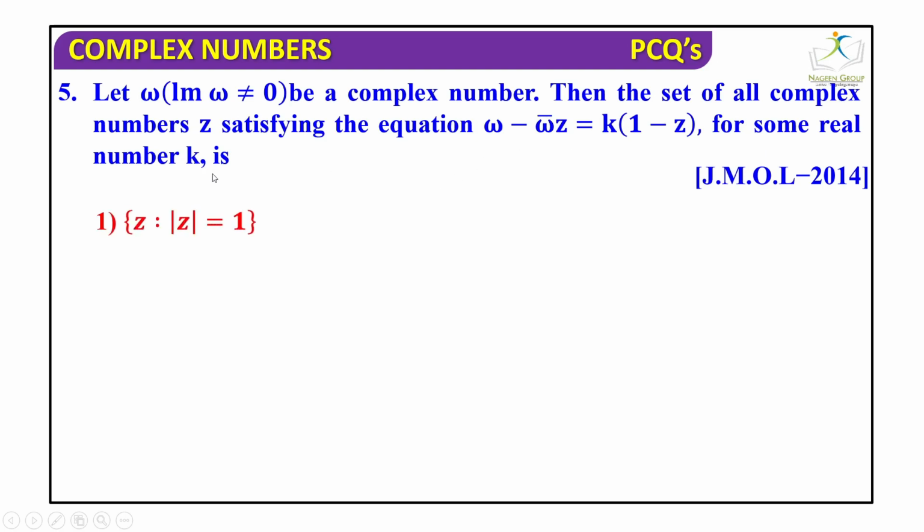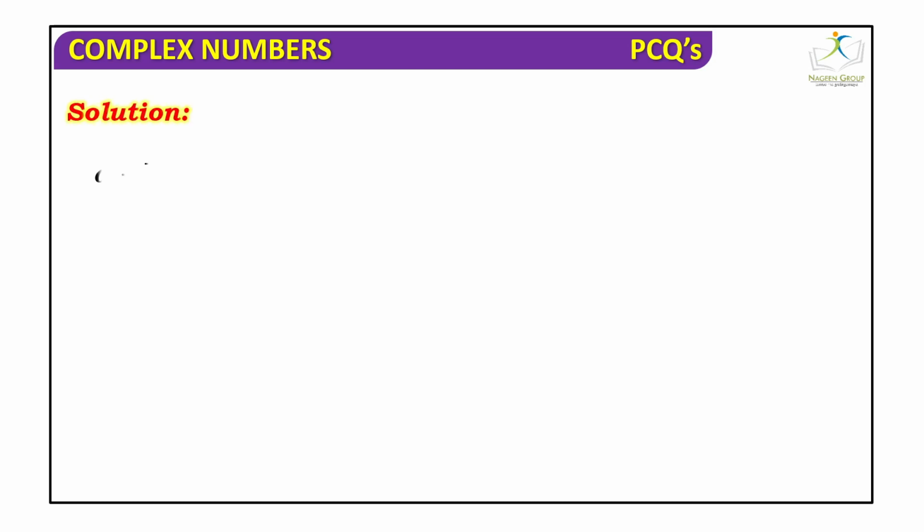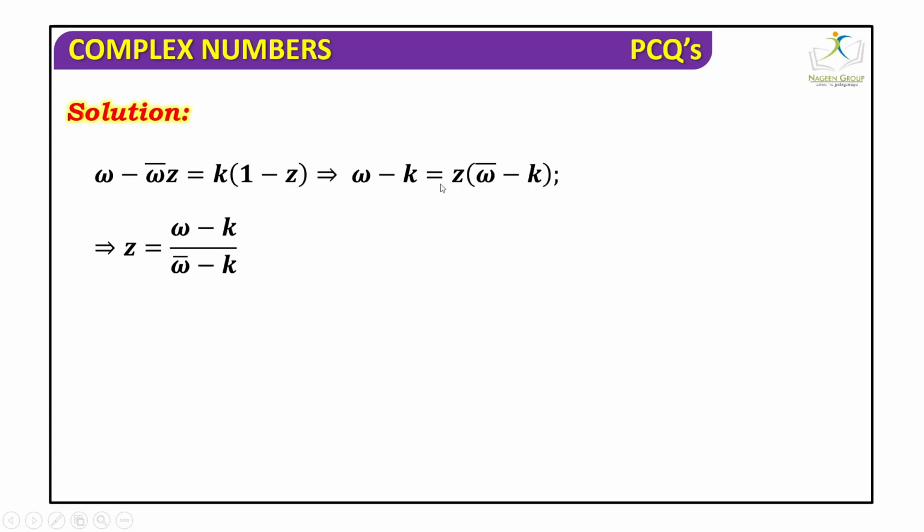So from here what we are doing, we first consider w minus w bar z equals k into 1 minus z. So this k we are taking to that side, it will be w minus k; z we are taking common, omega bar minus k. This comes z is equal to w minus k by w bar minus k. From here we say z is not equal to 1. Now the imaginary value of this can't be equal to 0.